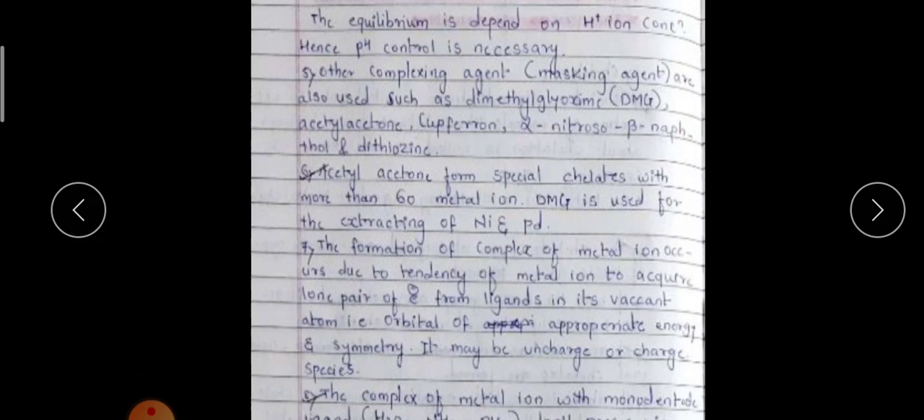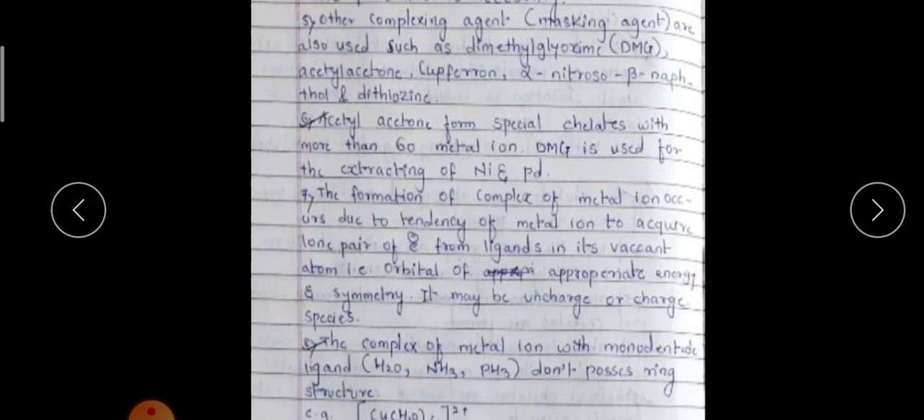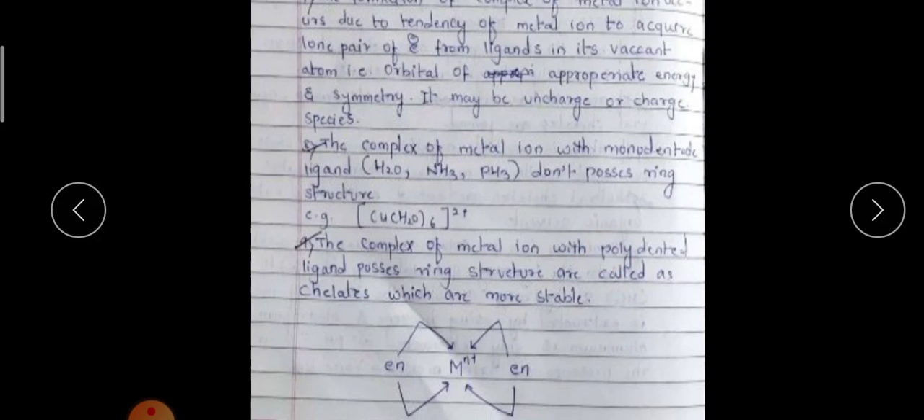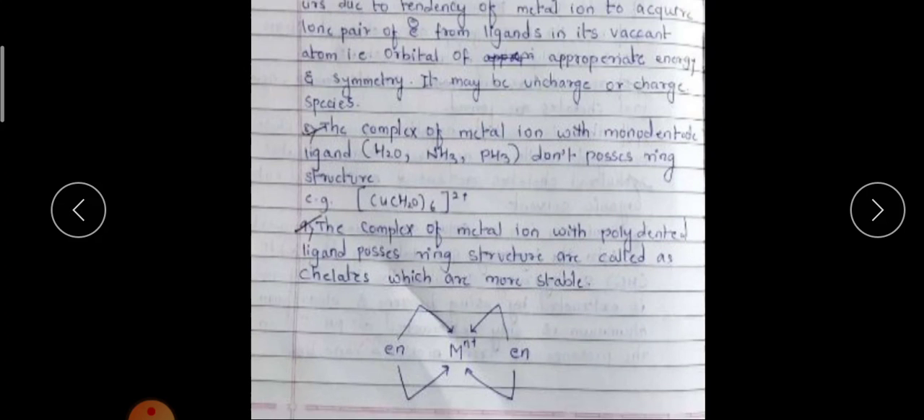The formation of the complex of a metal ion occurs due to the tendency of the metal ion to acquire a lone pair of electrons from the ligands in its vacant orbital of the appropriate energy and symmetry. It may be uncharged or charged. The complex of the metal ion with a monodentate ligand, H2O, NH3, does not possess the ring structure. The complex of the metal ion with a polydentate ligand possesses the ring structure and is called a chelate, which is more stable.